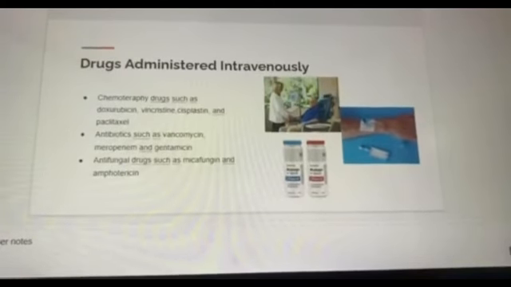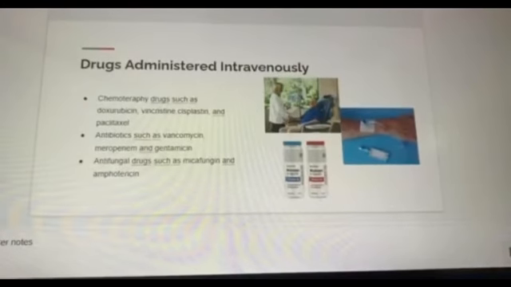I'm going to report about the drugs administered intravenously. So why are drugs administered intravenously? Drugs are administered intravenously because this route provides immediate onset of action.